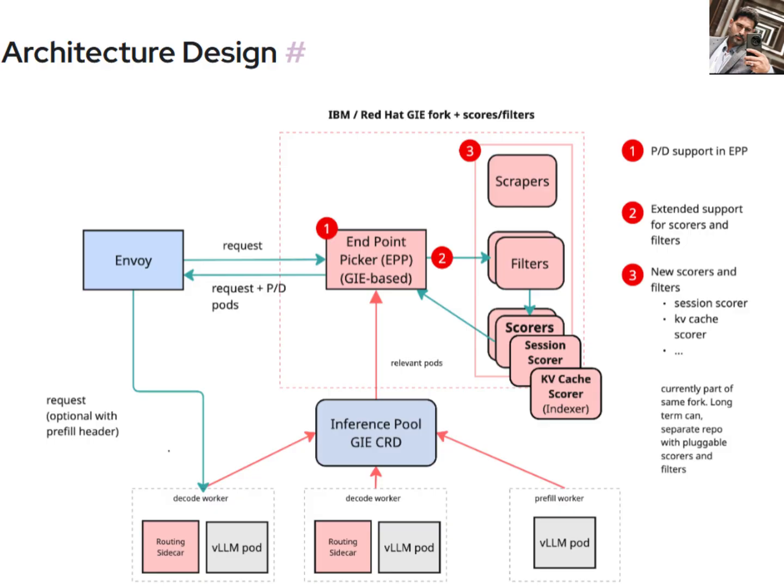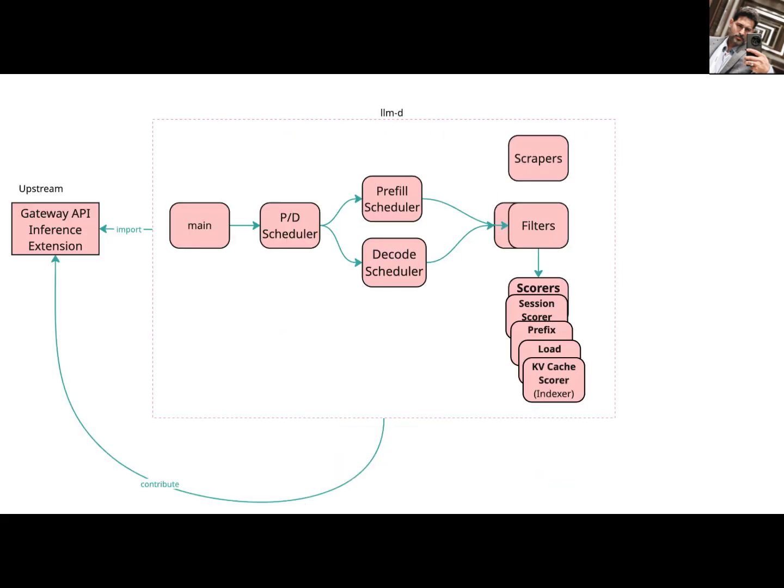4. Integration with observability and storage. LLMD architecture integrates seamlessly with observability and storage systems to support production-grade operations. Observability. The platform leverages Prometheus for metrics collection, Grafana for visualization, and OpenTelemetry for distributed tracing. This provides end-to-end visibility into inference performance, from gateway latency to vLLM processing times.